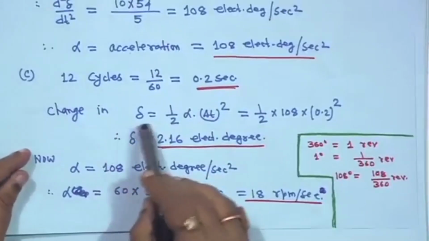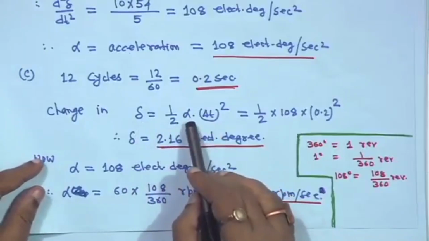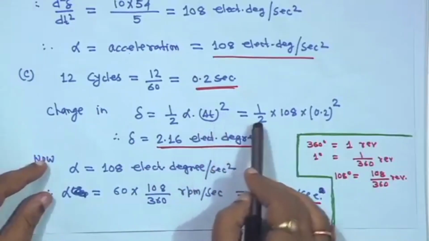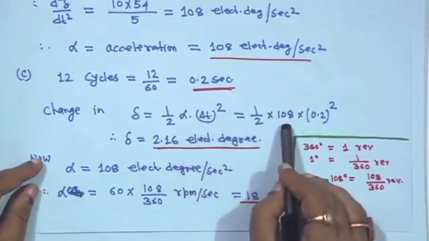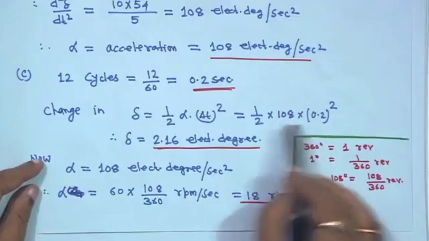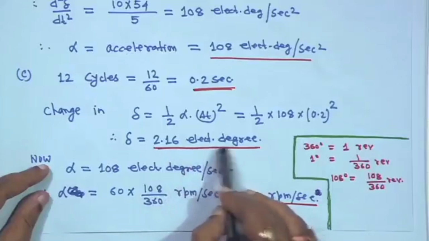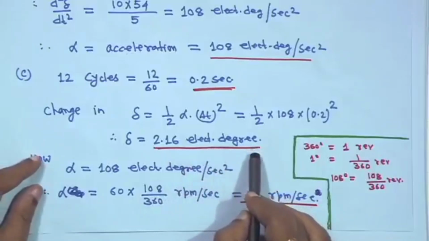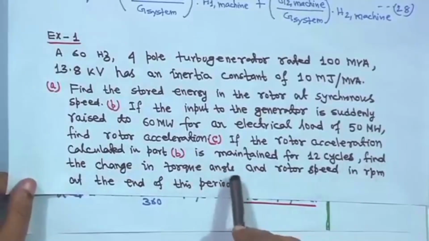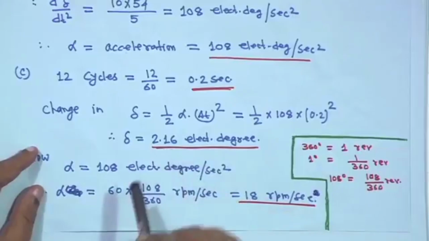So, change in delta is equal to half alpha into delta t square, that is half the acceleration into delta t square. So, half into 108 electrical degree per second square into 0.2 square. So, delta is 2.16 electrical degree. It has been asked to find the change in torque angle, so this is the change in torque angle.